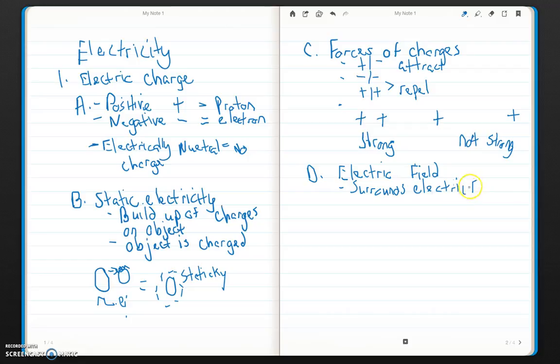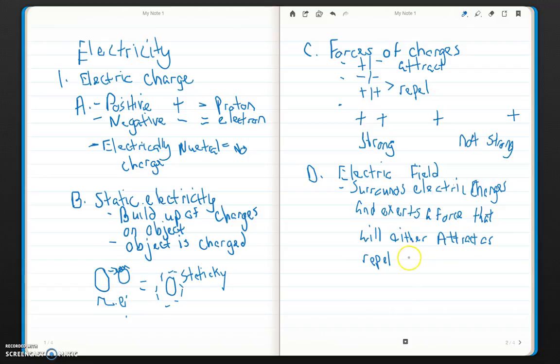So it surrounds electric charges and exerts a force that will either attract or repel other charges. Let's get the definition down, then we'll talk about it.